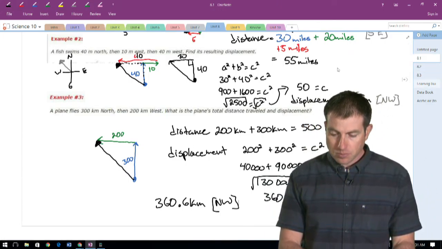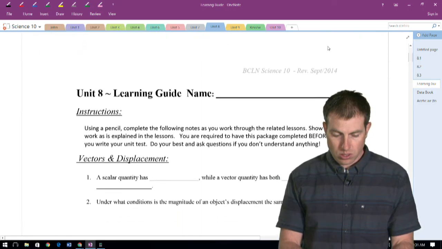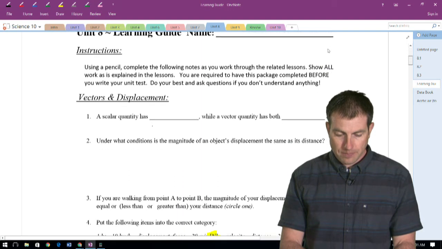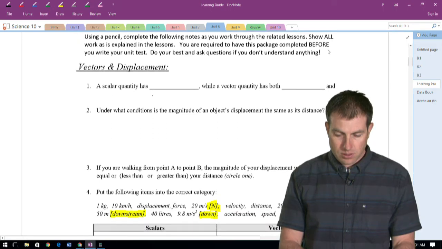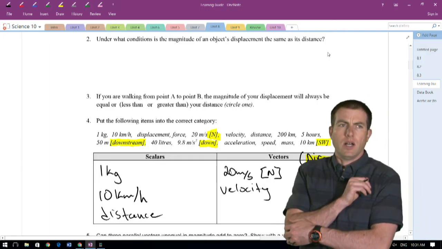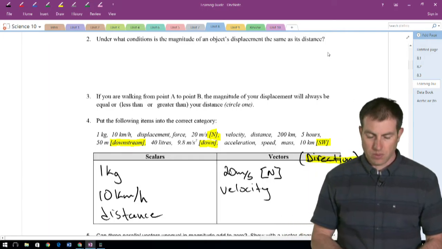Let's take a peek at the learning guide here, and then we will call it a day. So for number 4 here, it's kind of an important question.